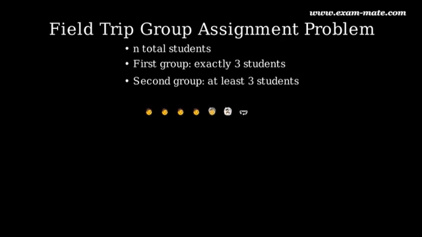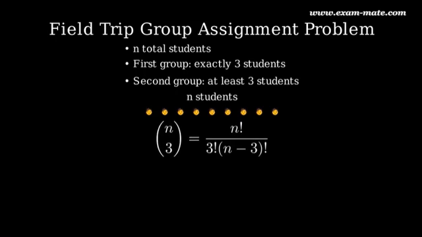Let's visualize this with some students. We need to choose exactly 3 students for the first group from the total n students. This is a combination problem. We're selecting 3 students from n students, where the order doesn't matter. The formula for this is n choose 3, or C(n, 3).